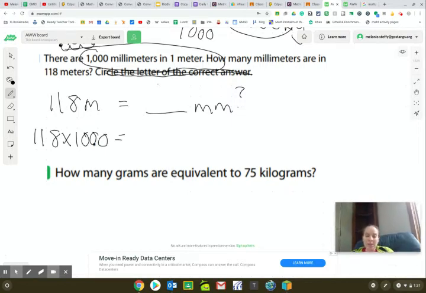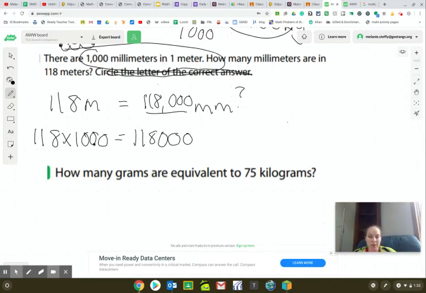So since I'm putting this into a smaller unit, my answer is going to be bigger. I'm going to have more pieces because they're split into smaller pieces. So in this case, since I'm multiplying a whole number by 1,000, I can use the shortcut of starting with my number and attaching 3 zeros at the end because of the fact that we're multiplying by 1,000. So we're just shifting the numbers 3 places to the left. So in this case, that means that I have 118,000 millimeters. And if you check your work, if you have millimeters, they're smaller. It should make more sense to have more of them compared to the larger number, which is the meters.